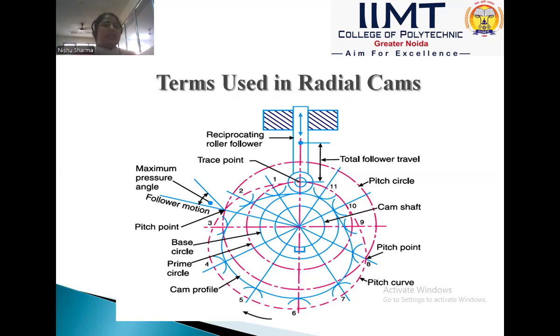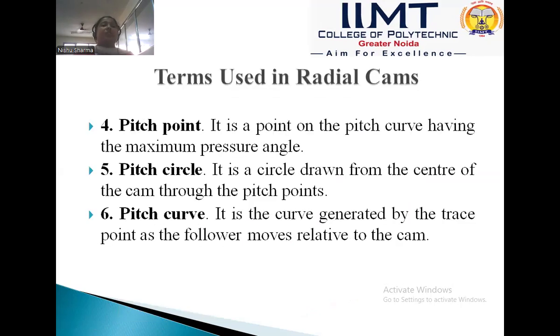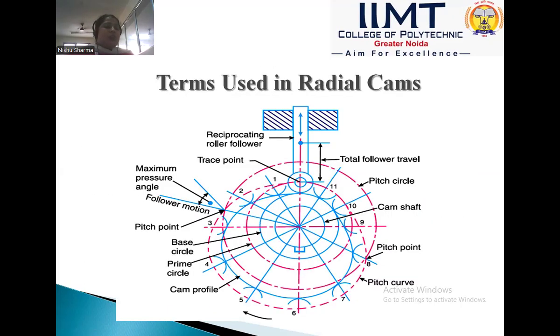Now next is the pitch curve. Pitch curve is a curve generated by the trace point as the follower moves relative to the cam. For a knife edge follower, the pitch curve and the cam profile are the same, which we have also discussed. Whereas for a roller follower, they are separated by the radius of the roller, because in a knife edge follower the trace point and pitch point are the same, but in a roller follower they are not.